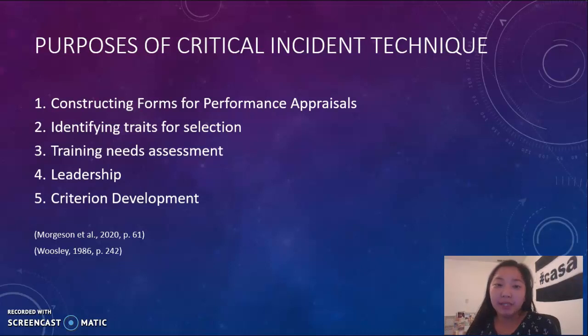There are several purposes of the critical incident. I previously mentioned performance appraisals. That's probably the most common use of the critical incident, but they can also be used for selection, training, leadership, and criterion development for tests or questionnaires. The nature of the critical incident is very informative, and learning about employees' performances and behaviors, especially the great ones and the worst ones, can be used as realistic examples through all of these purposes.